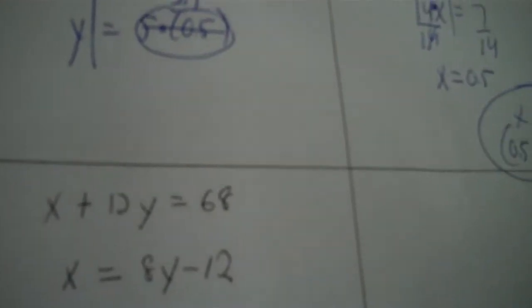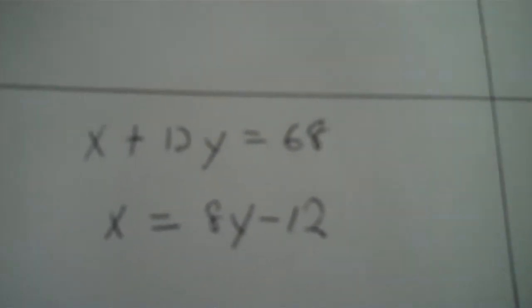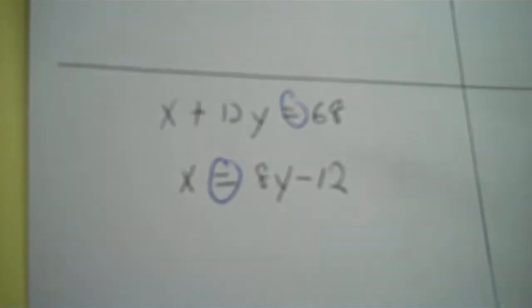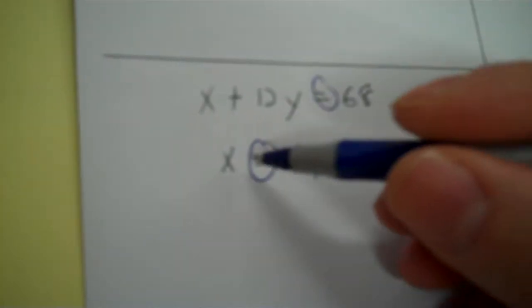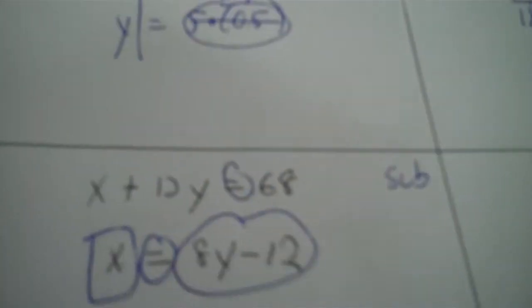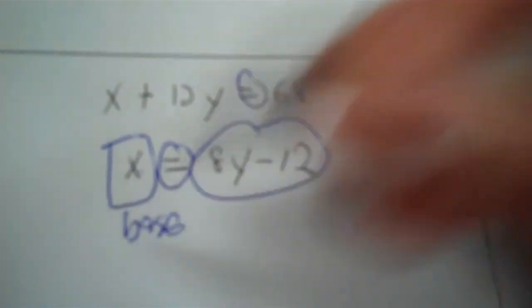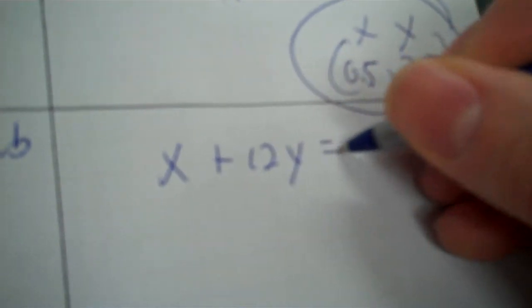Okay, in the next system, we have x plus 12y equals 68, and then we have x equals 8y minus 12. So I make two parentheses, and again, I have a base, so I use substitution because this x is all alone by itself. Base can be x just as well as y. It has to be y when you graph, but not in the other one. Now write the off base, okay, that's your base, label that. Write your off base, x plus 12y equals 68.